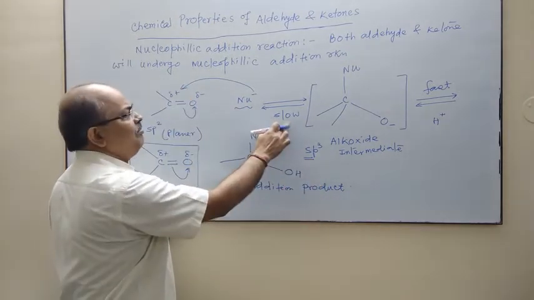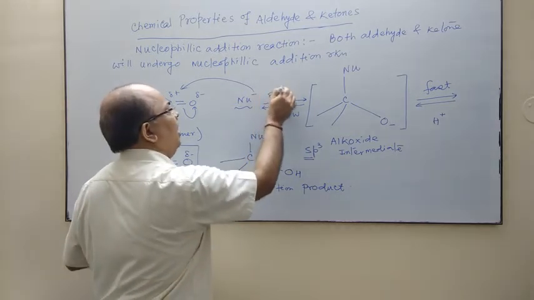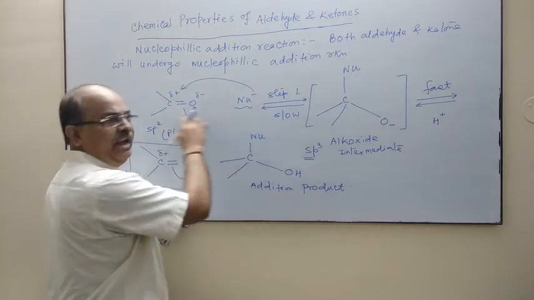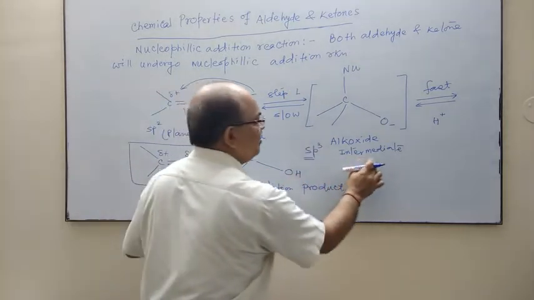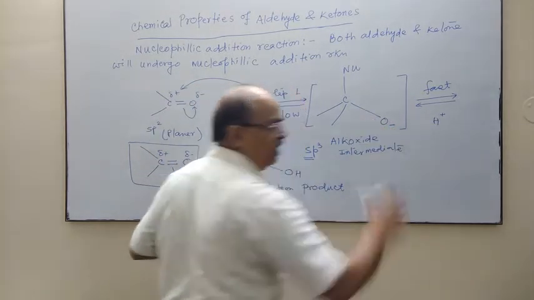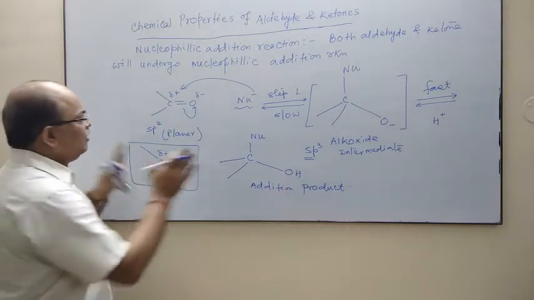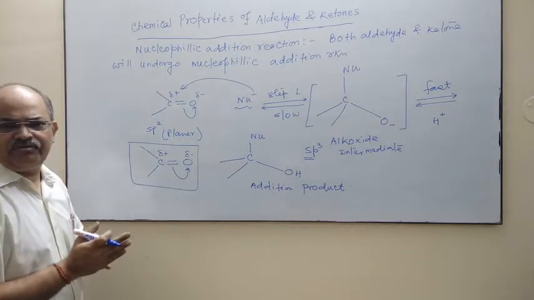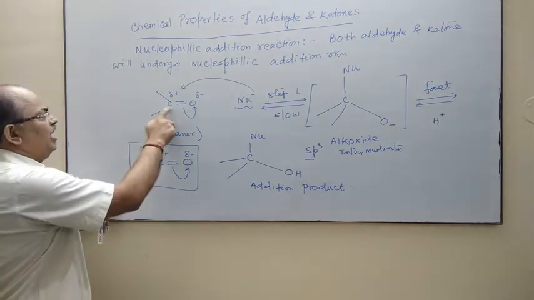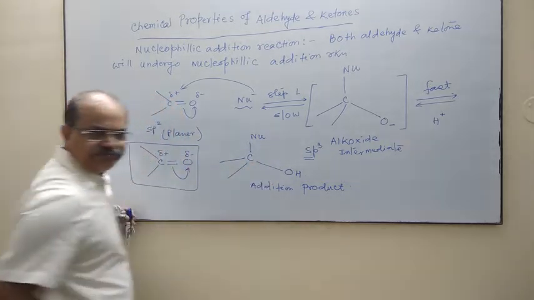Now this step is slow. This is the first step, this is your step 1, and this step is slow. That is the attack of nucleophile to give this intermediate, and then the H plus will attack on this alkoxide oxygen to form the addition product. So this is your simple mechanism of nucleophilic addition, in which an sp2 hybridized carbon is converted into sp3.